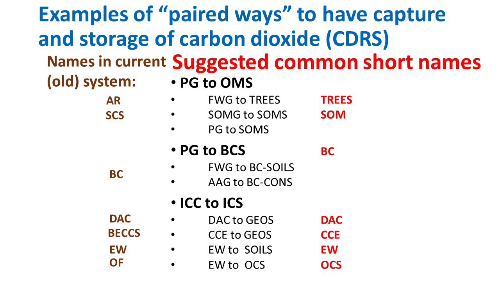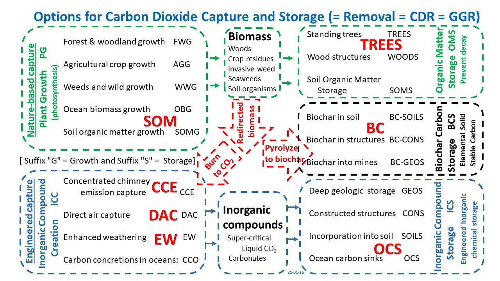The one name that is most changed is the old name of Bex, which, as you can see in this diagram again, Bex is actually the plant growth through biomass down to being burned all the way to carbon dioxide, which is in a concentrated chimney emission, which is the capturing method, and then it goes into the storage in one of the options for soil or geology or in construction.